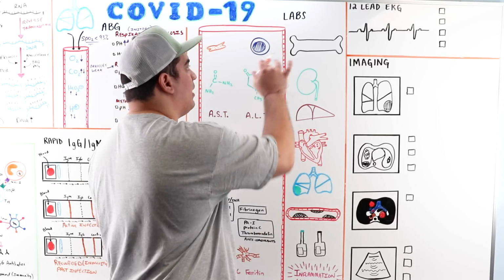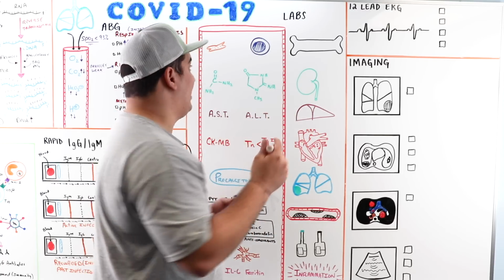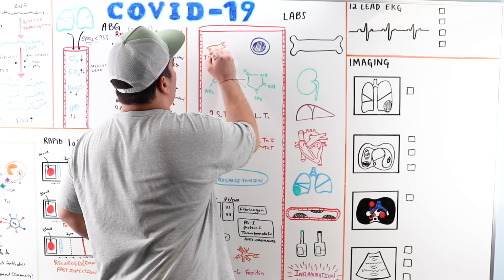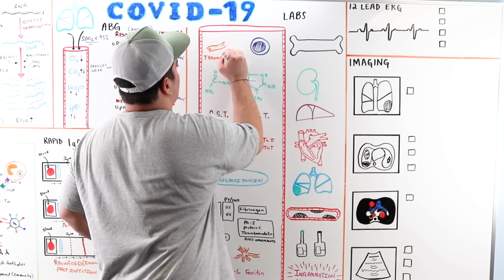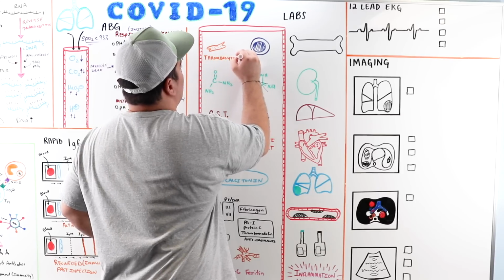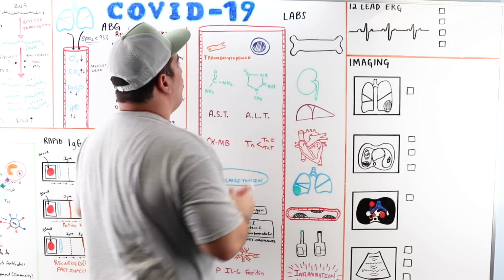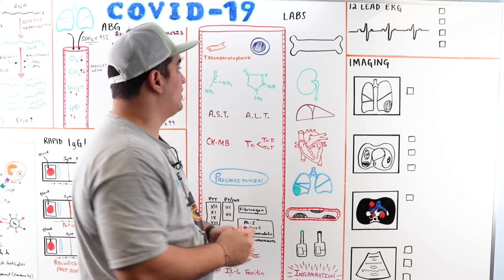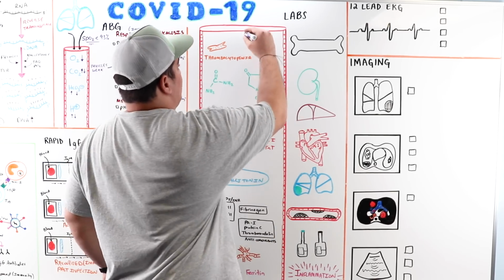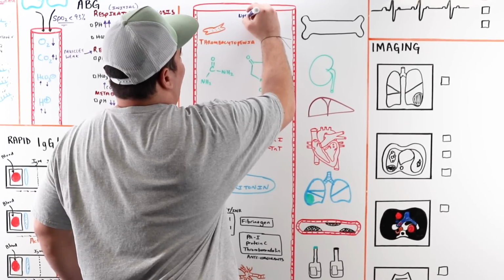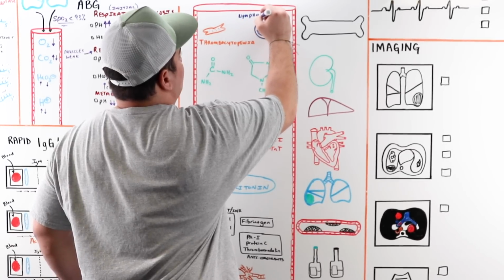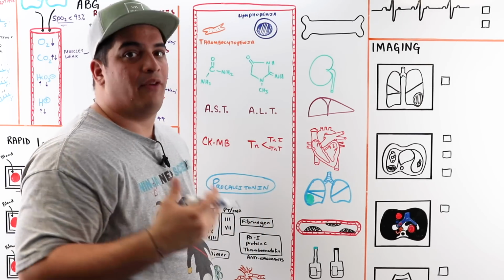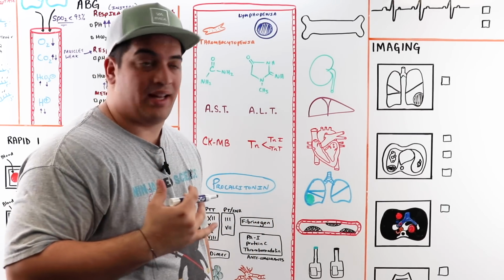And what a CBC might show us in these individuals who have COVID-19 is that they have low platelets, and this is called thrombocytopenia. So that could be one sign. The other thing that the CBC might show us is that these individuals have low levels of lymphocytes because they're fighting off this infection. And this could be what's called lymphopenia. This is another common thing that can come up.